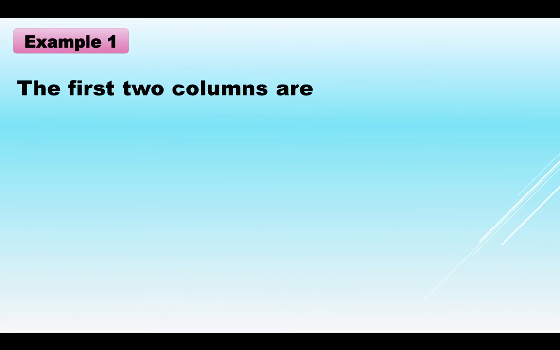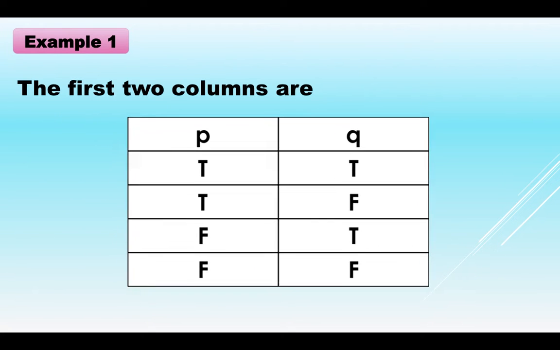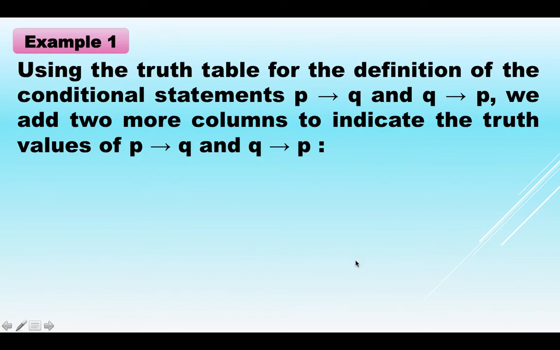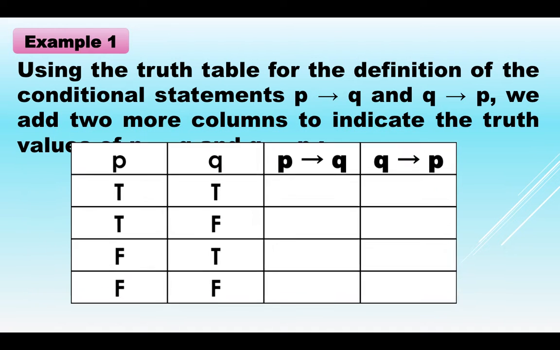So the first 2 columns are here. So we have P: true, true, false, false, and Q: true, false, true, false. Then, using the truth table for the definition of the conditional statement, P implies Q and Q implies P, we add 2 more columns to indicate the truth values of P implies Q and Q implies P.